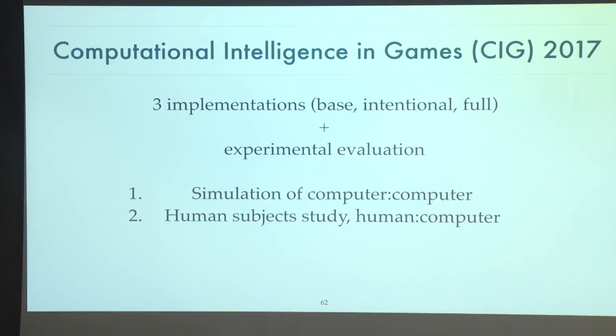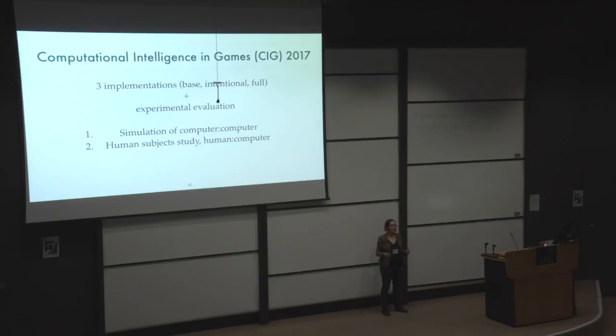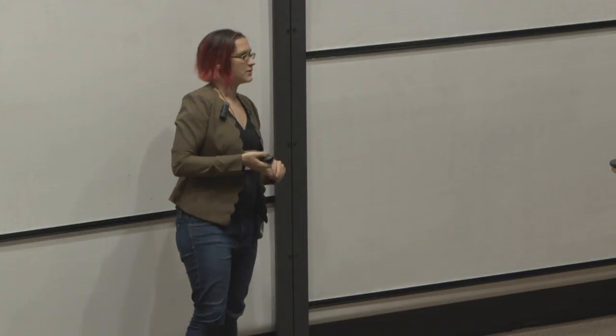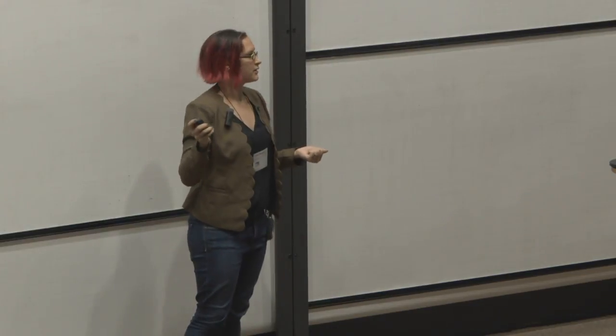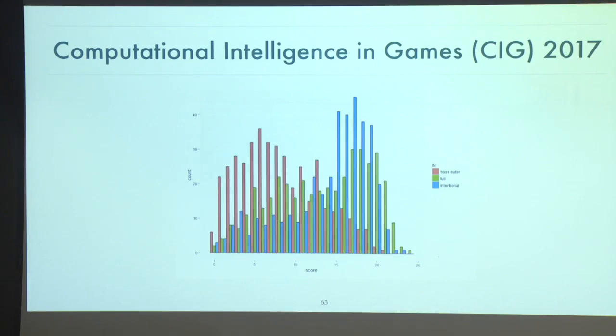So we implemented both this intentional and full model along with a baseline based on prior work, and did some experimental evaluation of these agents, one of which was just a simulation of the tournament, playing each agent as a cooperator with each other agent. And then we also did a human subject study where we were having just a one-on-one game with a human player and a computer player. And I want to just briefly tell you about some of the results of the human subject study. You can look at our SIG 2017 paper for more details on this.